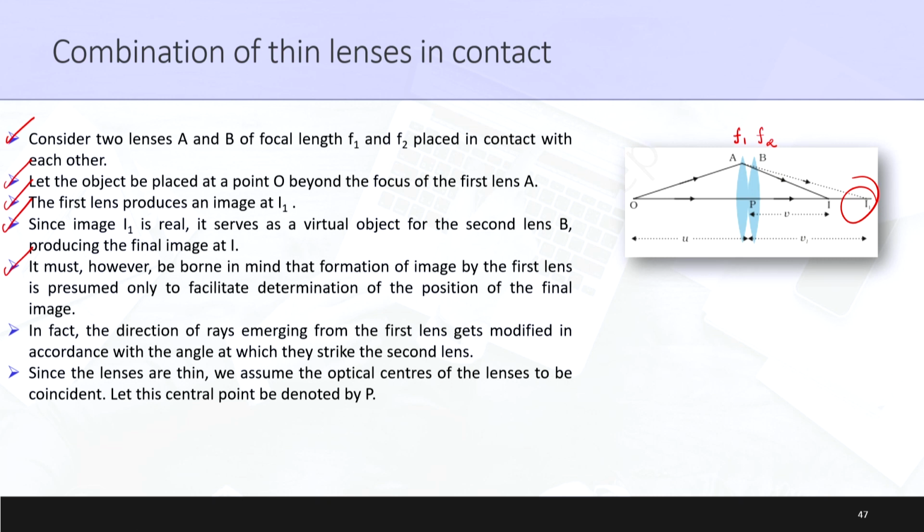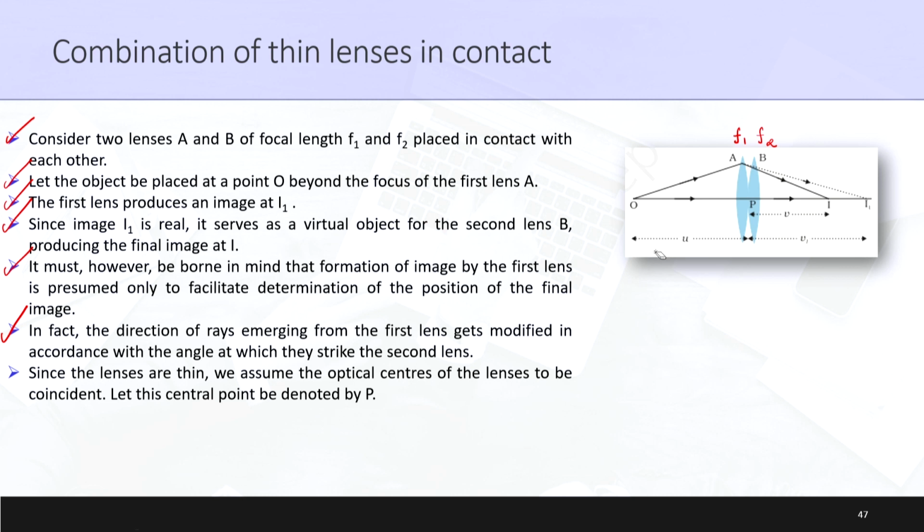In fact, the direction of rays emerging from the first lens gets modified in accordance with the angle at which they strike the second lens, quite evident. So basically there would be a change somewhere here only, and after the change happens, we can see that an image is formed here. So the actual propagation of light won't be in this direction like this; it would have been, let us suppose, somewhere here, then moving in this direction, then deviating from its position, and then moving in this direction here. So some sort of this would have happened.